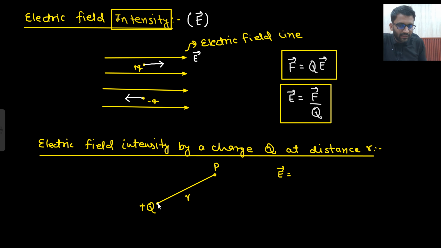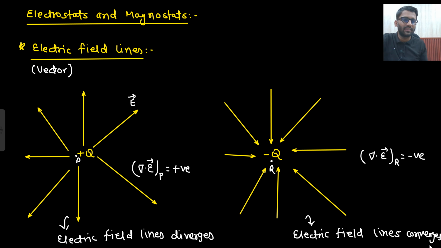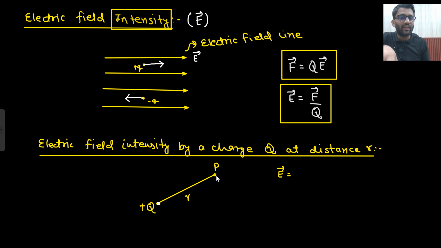Now, a charge Q will generate some electric field lines. So how much electric field will it generate at point P, which is at distance R? What I am saying is, by a charge Q, how much electric field will be generated at a distance R from Q? For that we have a formula which you do not need to remember, but I will be using it to prove something.